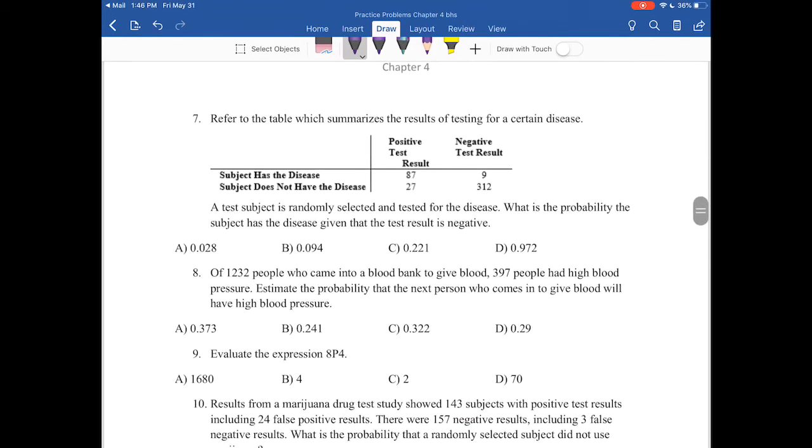So number 7, we're going to refer to another 2x2 table here, and we want to know the probability of the subject given a certain disease. One thing, always pay attention to what we're looking at. So we're looking at the probability the subject has a disease given that the test result is negative. So we're looking at the subject who has the disease given the test result is negative, so we're looking at 9, but we're really only looking at negative test results. So it's going to be 9 over 321, which is going to give us a value of 0.028, which is going to be A.